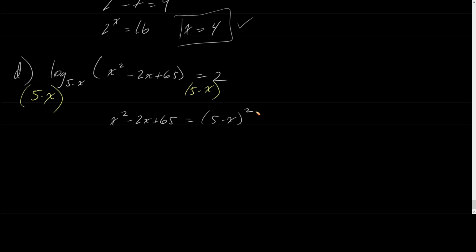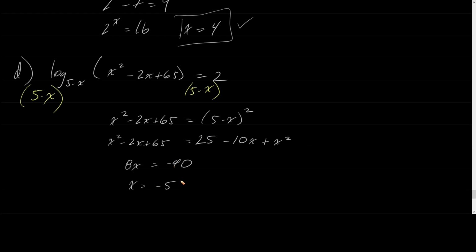So at that point, let's expand the right side. This gives us 5 squared minus 10x plus x squared. But 5 squared is just simply 25. And on this side, we've got x squared minus 2x plus 65. Moving everything to the same side, we'll subtract x squared from both sides. That goes away. Add 10x to both sides. I end up with 8x. And actually, I'm going to subtract 65 from both sides. I end up with negative 40. So that x is equal to negative 5.